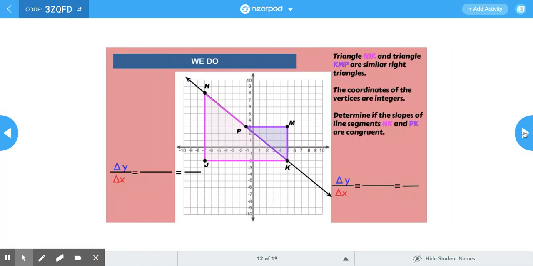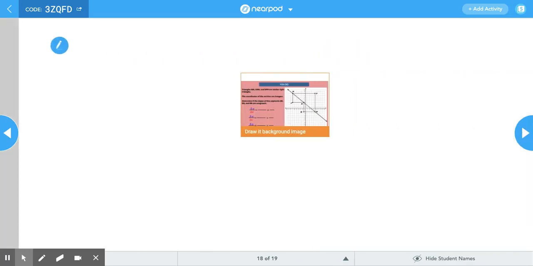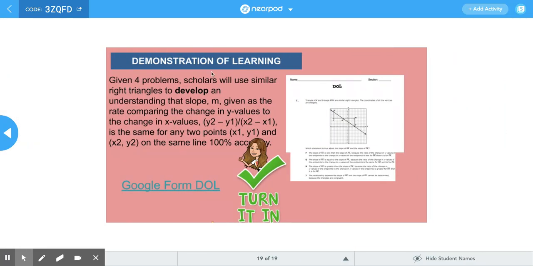There are several we do questions, and then some you do questions. And finally, your DOL, which is a 4-question quiz. And so click on this link right here to access the Google form and turn in your DOL.